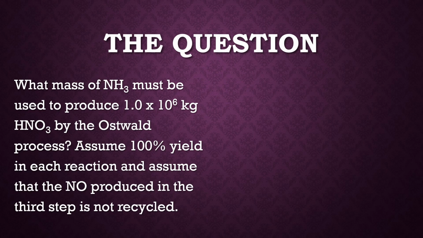All right, so to identify the question: what mass of ammonia must be used to produce 1.0 times 10 to the 6 kilograms of nitric acid by the Ostwald process? That's kilograms of hydrogen nitrate by the Ostwald process. Assume 100% yield in each reaction. So the mass of ammonia, that's what we're trying to identify.